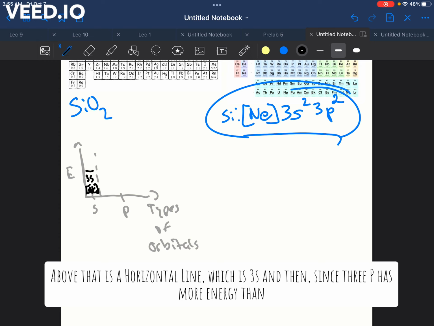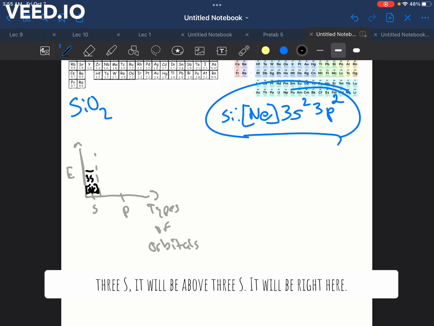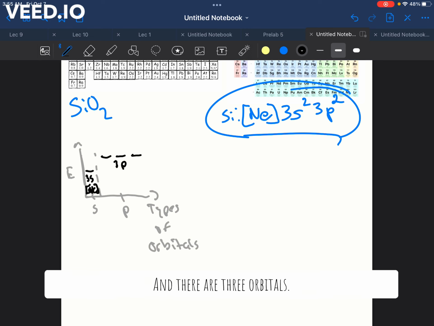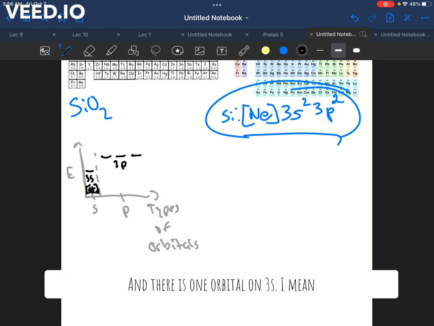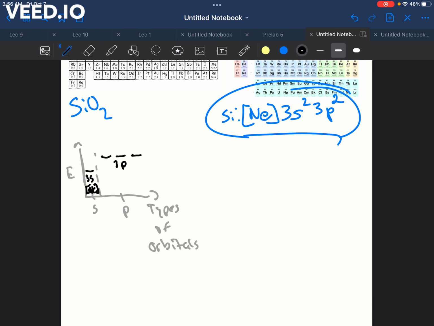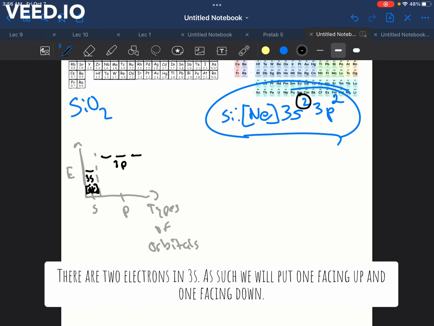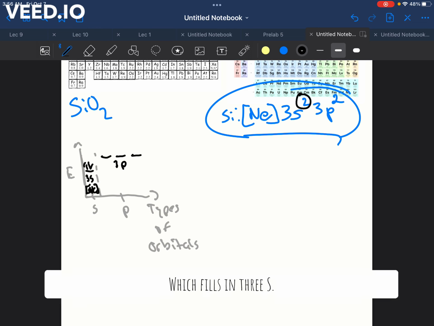And then since 3p has more energy than 3s, it will be above 3s. It'll be right here, and there are 3 horizontal lines because there are 3 orbitals in 3p, and there is 1 orbital in 3s. There's 1 horizontal line in 3s because there is 1 orbital in 3s. Now, if you were to look here, there are 2 electrons in the 3s. As such, we'll put 1 facing up and 1 facing down, which fills in 3s.